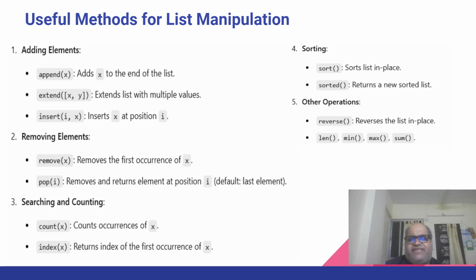Sorting, so you can sort the list. This sorting is in place, while when you use sorted, it will return a new sorted list. So based on your scenario, you have to keep in mind whether to use sort or sorted. Some other useful operations are length, minimum, max, and sum, as well as reversing the list in place. Right? So adding, removing, searching, sorting, other elements. We have reviewed the list manipulation here.